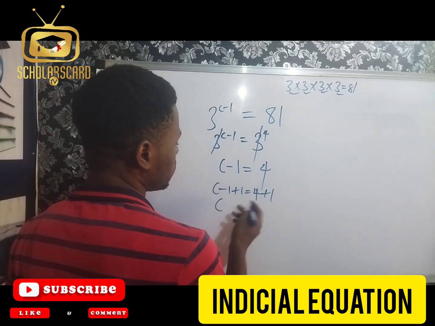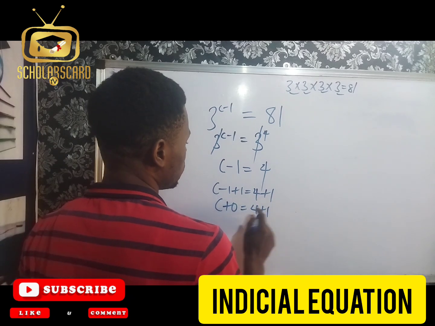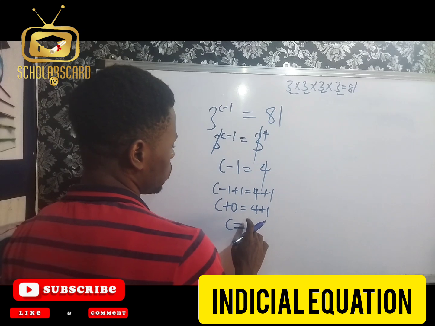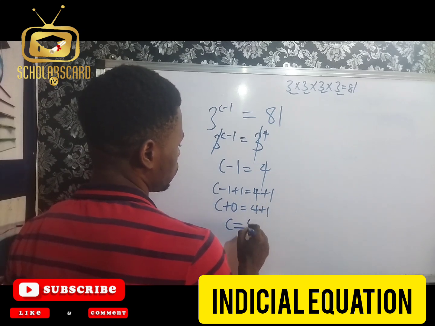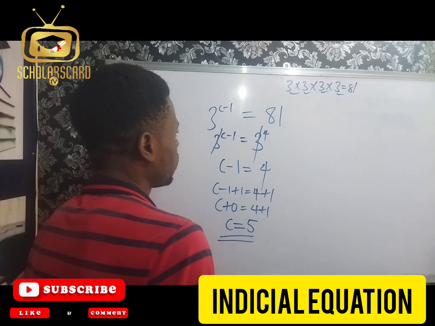So now it means 0. That becomes C plus 0 equal to 4 plus 1. Again, C plus 0 gives us C. Then 4 plus 1 gives us 5. So our answer is 5. C equals 5. Thank you very much.